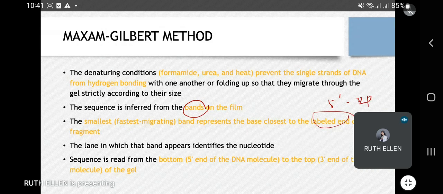Okay, the lane in which the band appears identifies the nucleotide. So kung ano yung band present, yun yung nucleotide present. Okay, so the sequence is read from the bottom at the 5 prime end. Okay, magsa-start tayo sa baba, papunta sa taas sa 3 prime end.